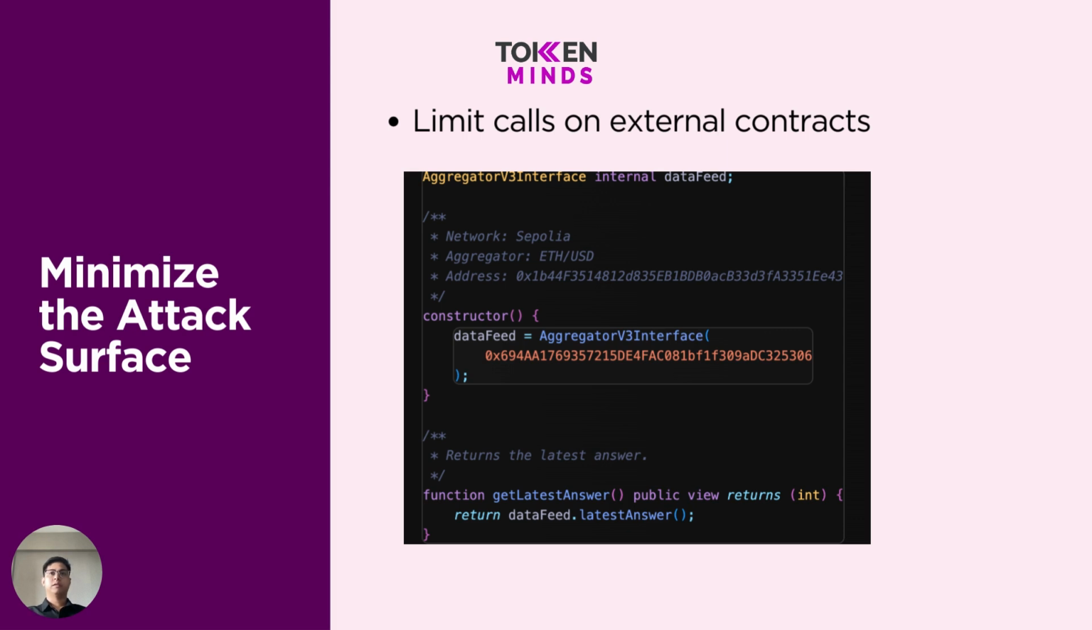Limit calls on external contracts. Be cautious in calling functions from external contracts, as they might contain malicious code that may introduce vulnerabilities in your smart contract. Make sure to audit and test the external contracts if it's really necessary for you to do external calls. In this example, we have this external call to one of Chainlink's oracles, which gets the latest price of ETH to USD. Since we are using calls from Chainlink, we have high confidence that we are doing a safe external call.